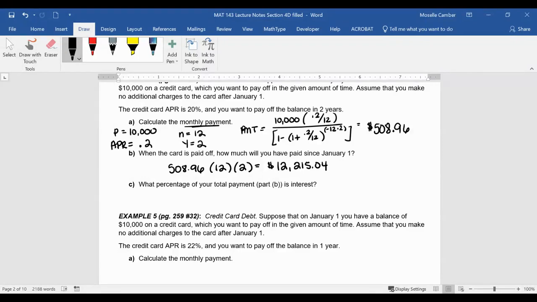Part C, see what percentage of your total payment is interest. Okay, so here we're only asking for the percentage. They only want the percentage of your total payment that is interest. So again, I can figure out the amount of interest, or I know that it is going to be 100% minus what it is for principal.